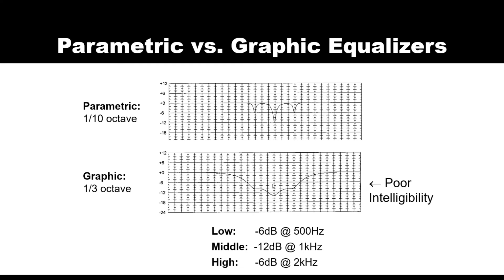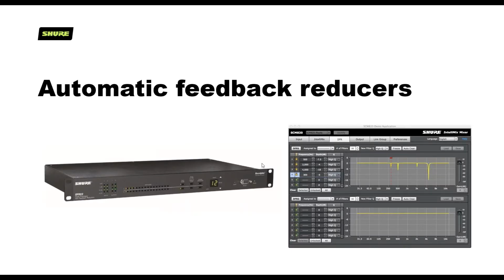Now, the reason you see graphics used so much for feedback control is because they're quick and easy to use. You've got those 31 faders right in front of you. It's very easy to kind of go grab in an emergency situation, get rid of feedback. But try to use parametric EQ if you can first, if you need to use EQ to get rid of feedback.